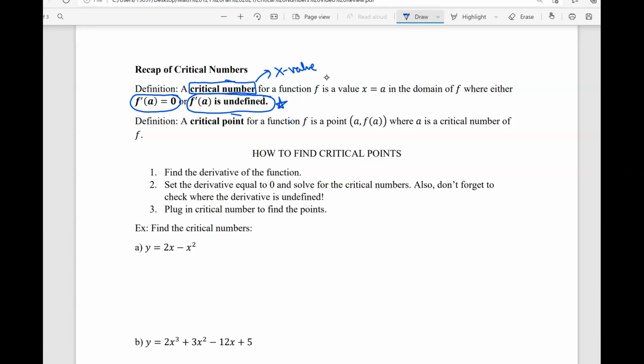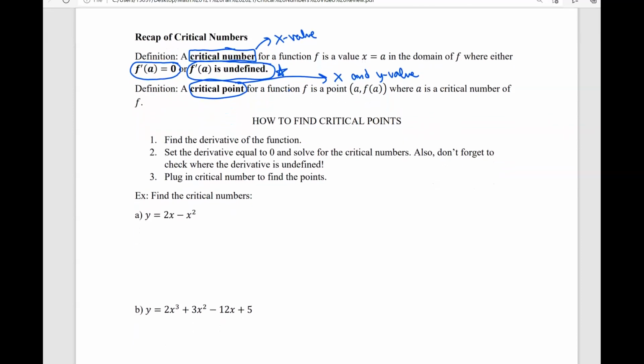And then the critical point is basically the x and y value. So you do have to do an extra step in order to find the critical point, because once you find the x value, we would have to go ahead and plug it in. So again, this is how you find critical points.